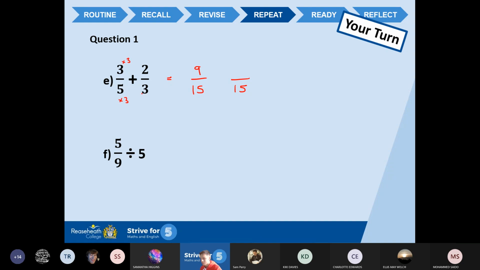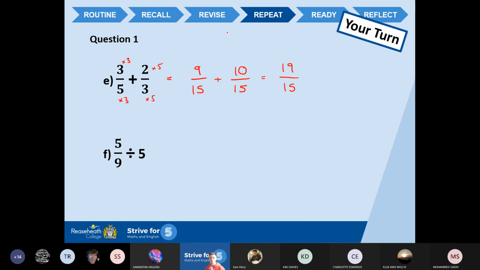Then I can move on to the second fraction. How did I get from 3 up to 15? I times it by 5. So I do the same to the top. 2 times 5 is 10. And remember, we're adding. So we put a little add symbol in there to remind us what to do. Keep the bottom number the same. So that's going to stay as 15. 9 add 10 is 19.